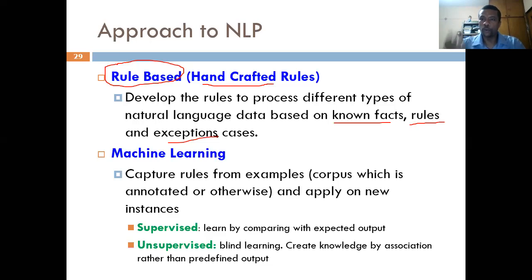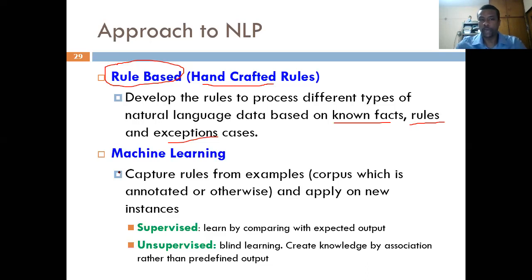If it is for a boy, you're going to attach S to it, so it will be boys. What about for a city? In the case of a city, the Y is going to be changed to IES. So these are exceptions. We are going to have such kinds of exceptions. So you have to focus on known facts, rules, and exceptions. And that's what we call a rule-based system or handcrafting. You are expected to know all the rules.